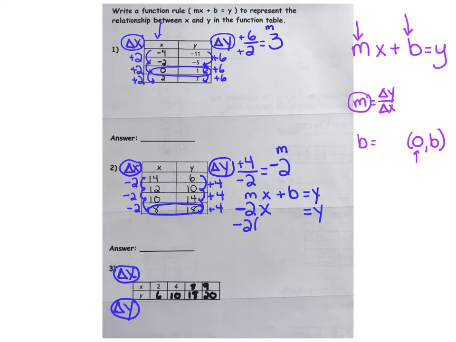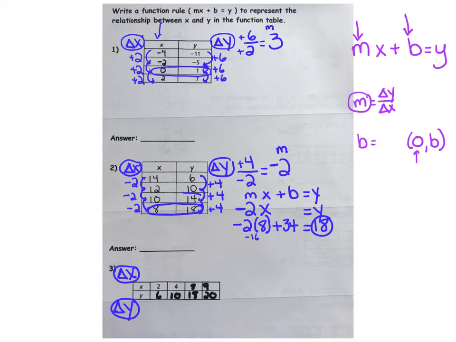Negative 2 times 8, blank, blank, I need to arrive at positive 18. Well, if you have negative 2 times 8, that's a negative 16. What would you have to add to a negative 16 to arrive at 18, an output of 18? You would have to add 34.